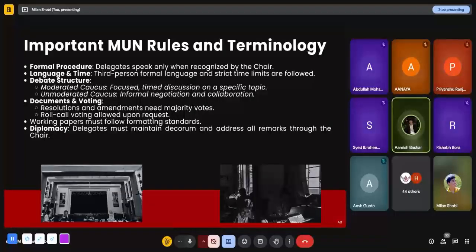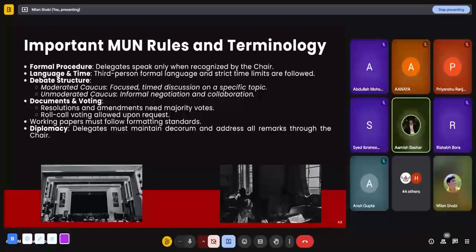So, what is MUN and how does it work? Model United Nations or MUN is a simulation of real United Nations conferences. Each of you represents a country or political leader and will debate important global or historical issues from their perspective. To make this fair and structured, we follow a formal set of rules.